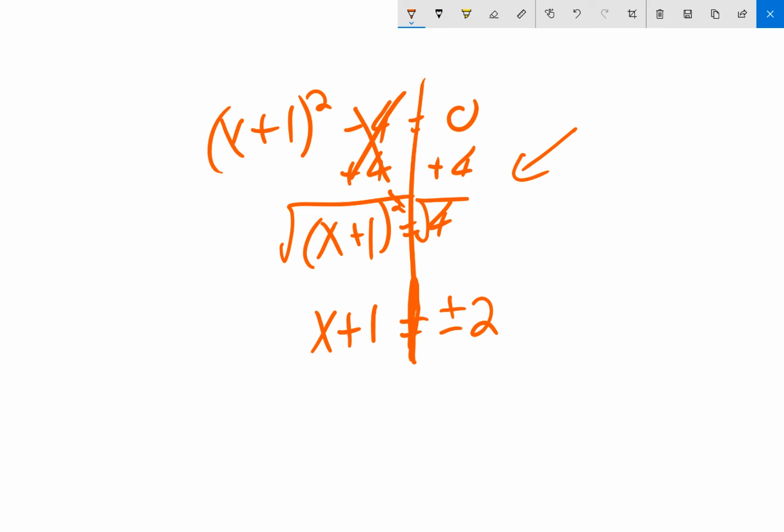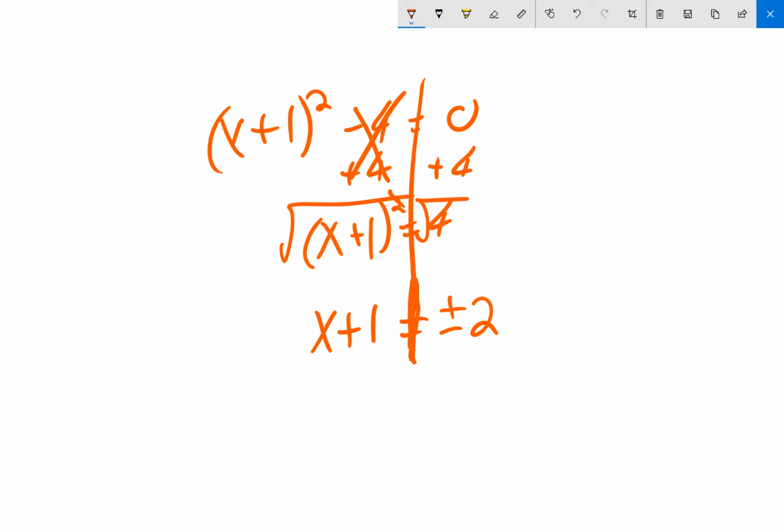The reason is because when you square root 4, you're asking, well, what number could I square that would equal 4? In that case, there are two numbers. 2 squared equals 4, and -2 squared equals 4. So we have to account for both those numbers. So that's why it equals both +2 or -2. It could be either one.